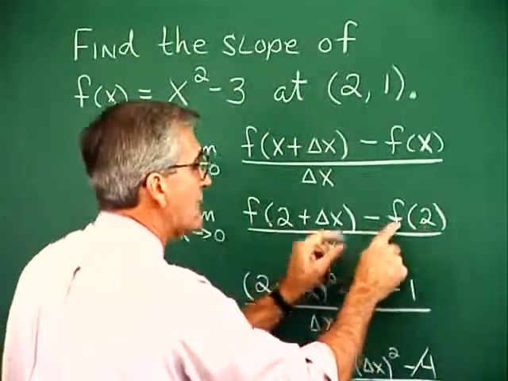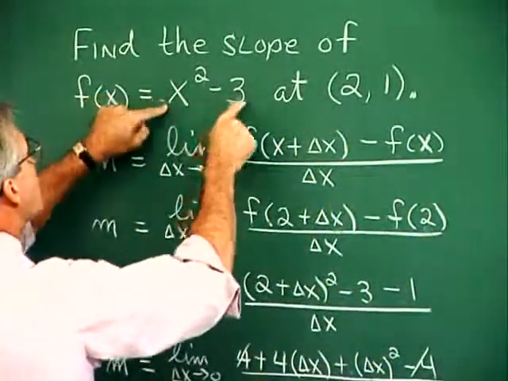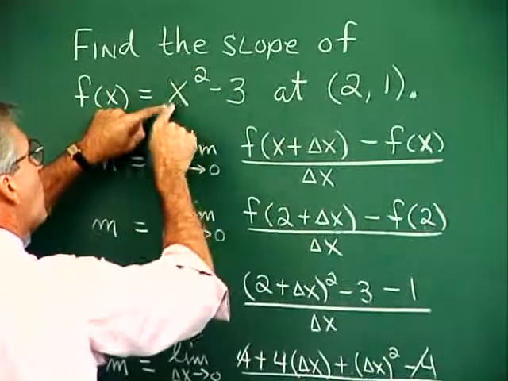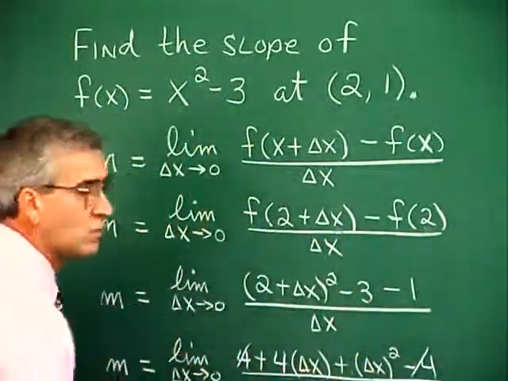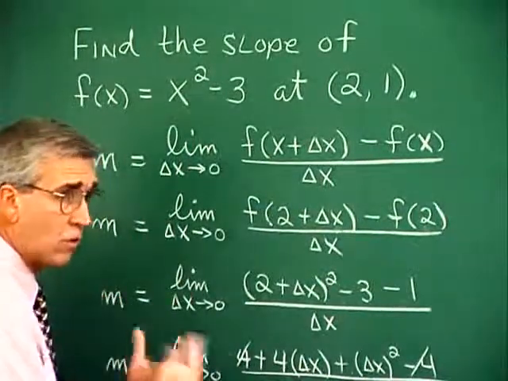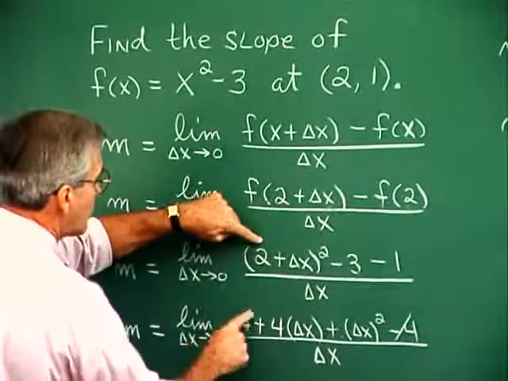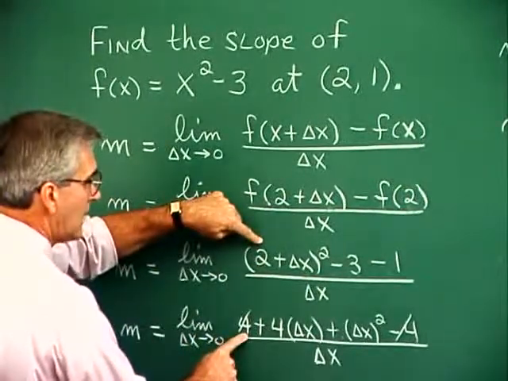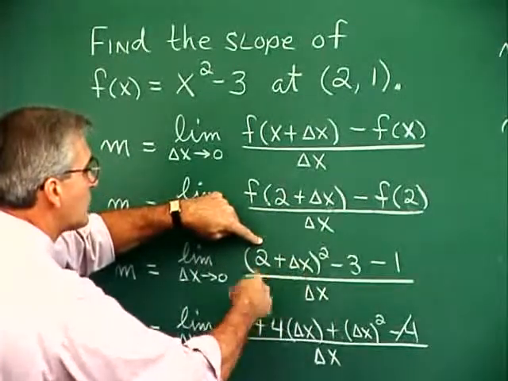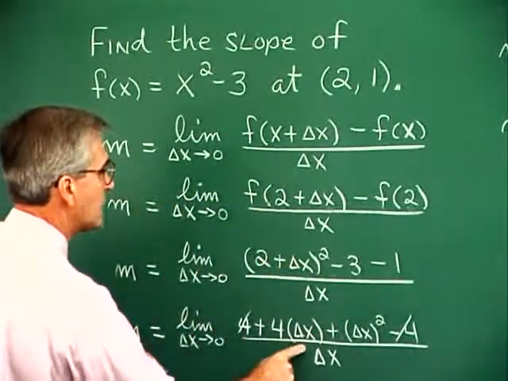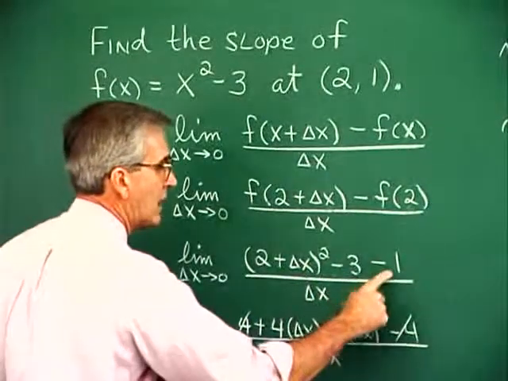f of 2 means in the f function replace x with 2 and evaluate. 2 squared is 4. 4 minus 3 is 1. So f of 2 is 1, so we have minus 1. Now it's just a matter of performing indicated operations. Squaring the binomial means first term squared, that's 4. Then the middle term is double this product, so 2 times 2 delta x is 4 delta x. Then the last term is delta x squared. And then minus 3 minus 1, that's minus 4.